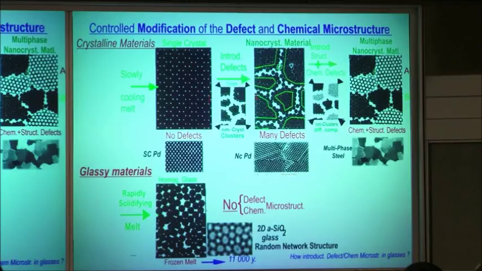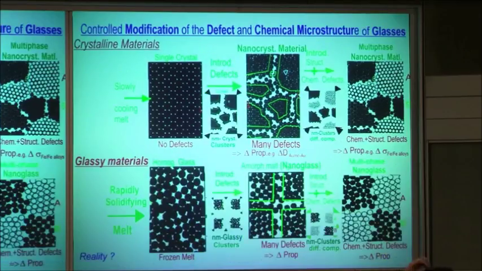Now, the situation in glass is quite different. You take the melt and you quench it, and you inherit the structure of the melt, and this is what you call a glass, a non-crystalline solid. This is what you find in your textbook. Now, the obvious thing to do is, let's try to copy this here, and then we should get a new kind of glasses. And this is what we did.